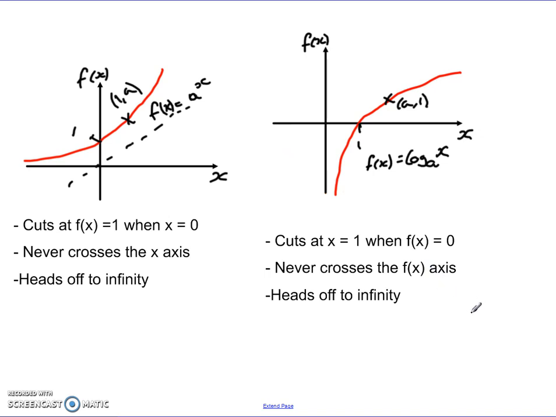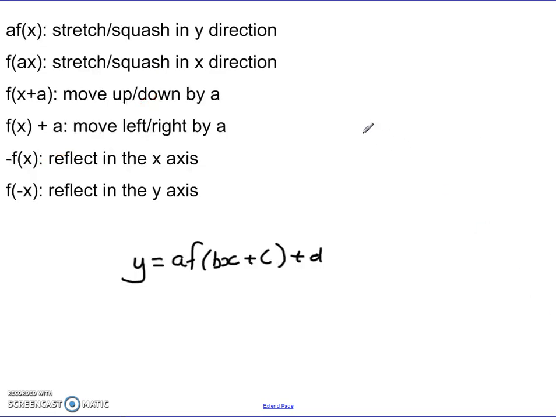One thing we also need to remember is what each of the transformations mean when we covered them back in the first unit. These were the main 6 transformations. We either had a times f of x, f of (a times x), f of x plus a, f of (x plus a), negative f of x, or f of negative x. And each of these did a slightly different thing to the curve.